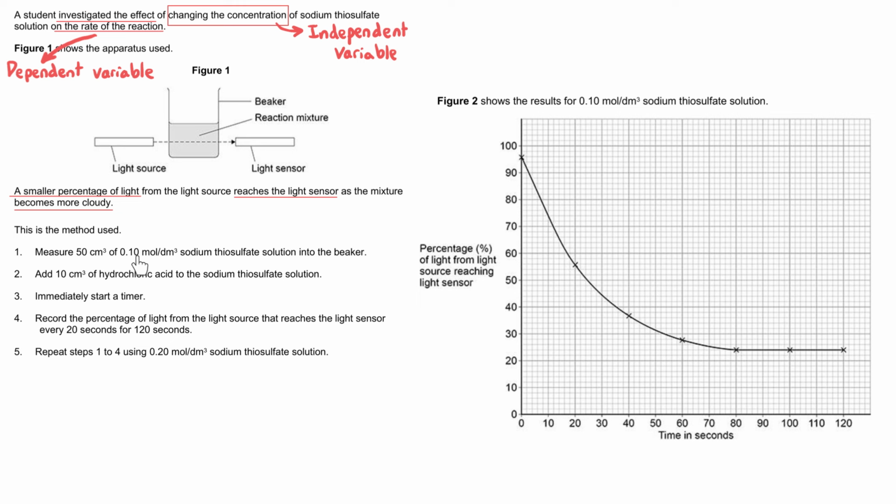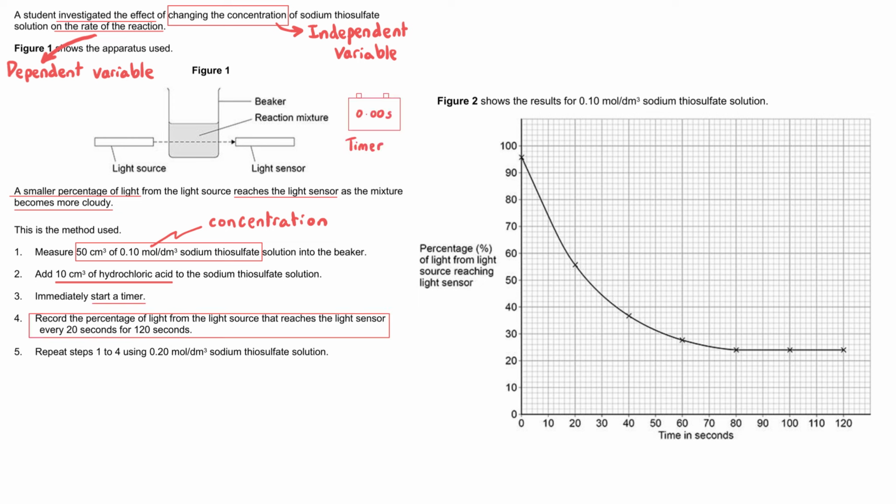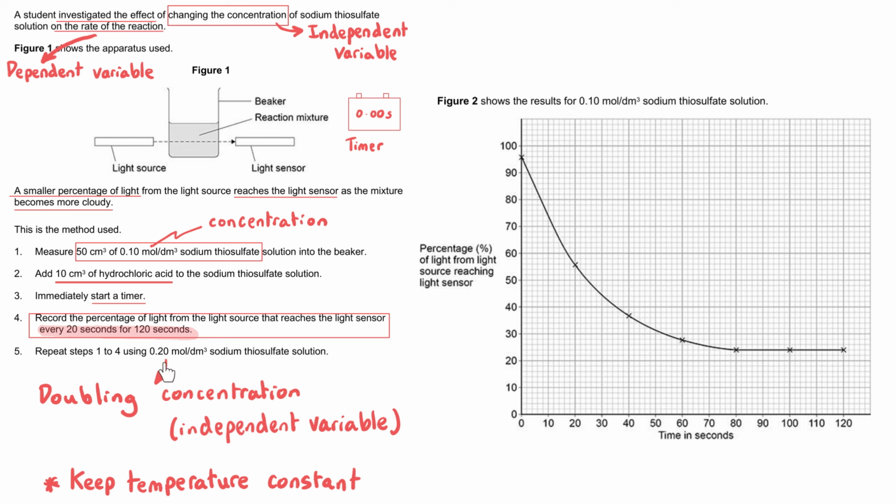And here is the method that they used. They added 50 cm cubed of 0.1 moles per decimeter cubed sodium thiosulfate solution in the beaker. That's the concentration, that's the volume. And we add 10 cm cubed of hydrochloric acid to the sodium thiosulfate solution, immediately start the timer, record the percentage of light from the light source that reaches the light sensor every 20 seconds for 120 seconds. And then repeat steps 1 to 4 using 0.2 moles per decimeter cubed sodium thiosulfate solution. So double the concentration. And so in a sense, this is exactly like the disappearing cross. You change the concentration, you change the temperature, and you see the rate at which that cross becomes obscured.